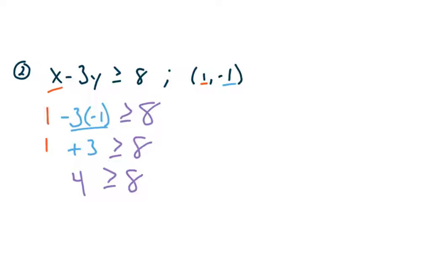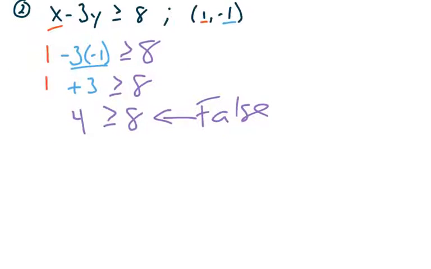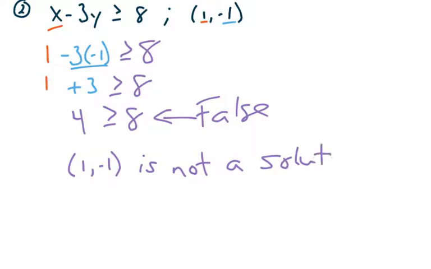1 plus 3 is obviously 4, greater than or equal to 8. This is a false statement. 4 is not greater than or equal to 8. It is not greater than, it's not equal to. So this is false. So what we can say then is that 1, negative 1 is not a solution. Does that mean that x minus 3y is greater than or equal to 8 has no solution? No, we're just saying that the ordered pair 1, negative 1 is not a solution. Obviously, there are so many different combinations of x and y that would be solutions, but 1, negative 1 is not one of them.